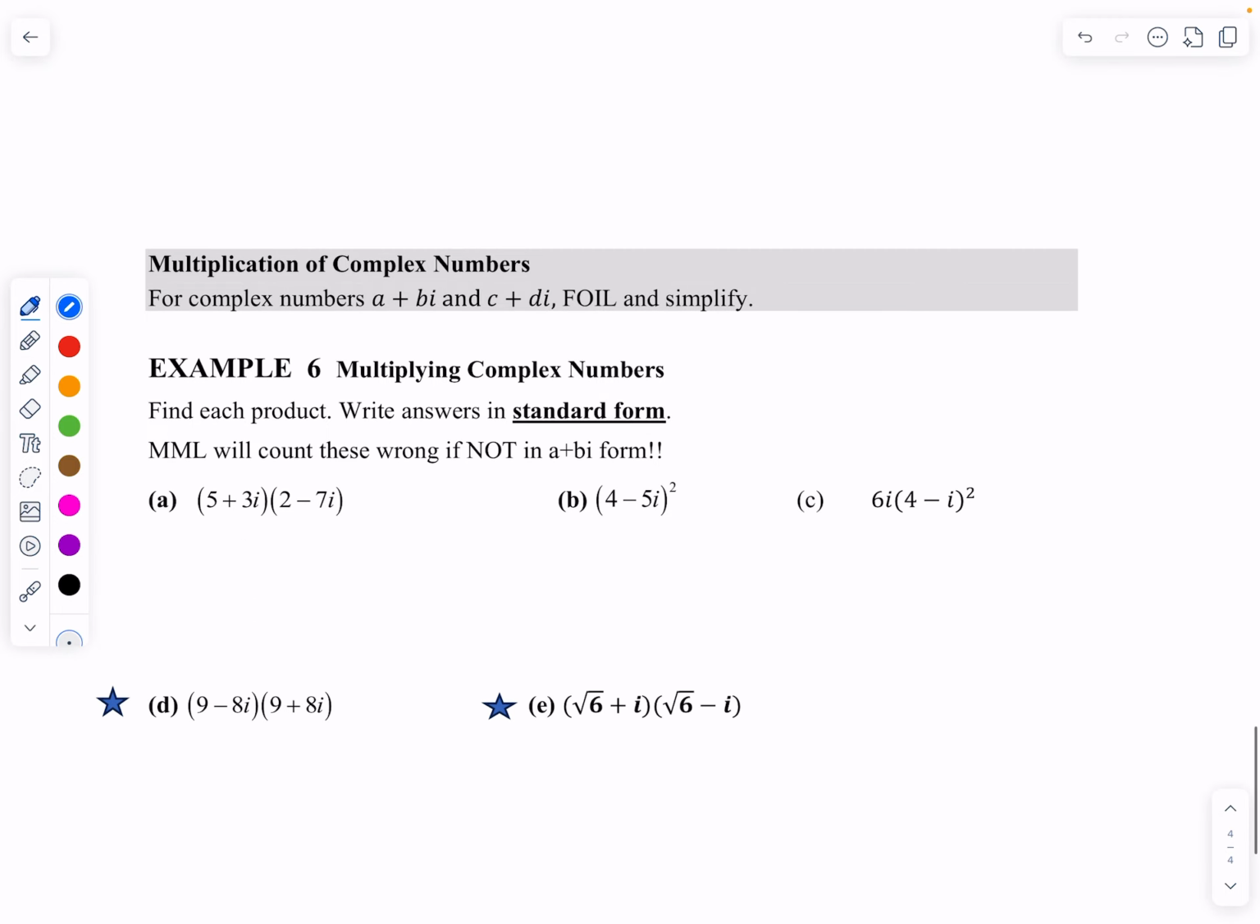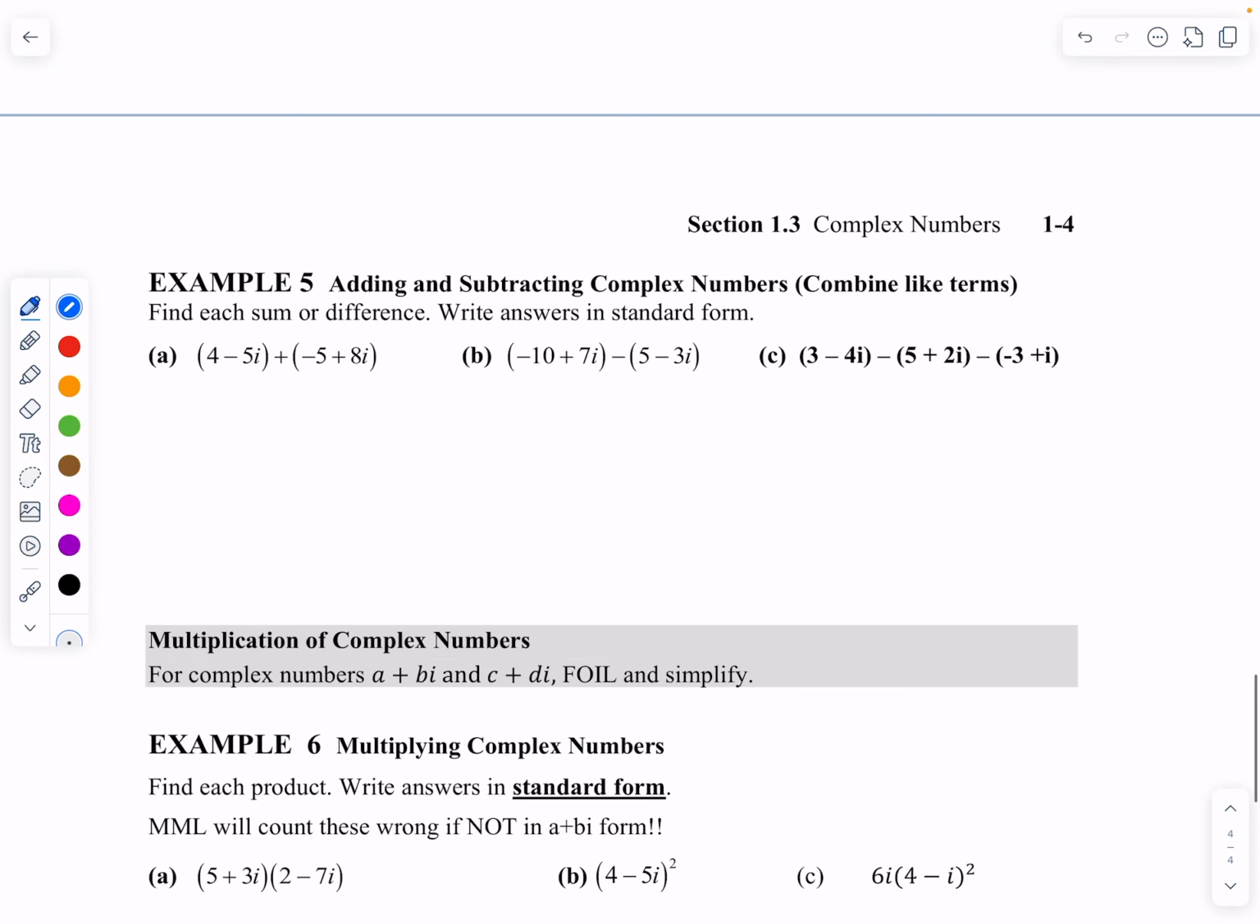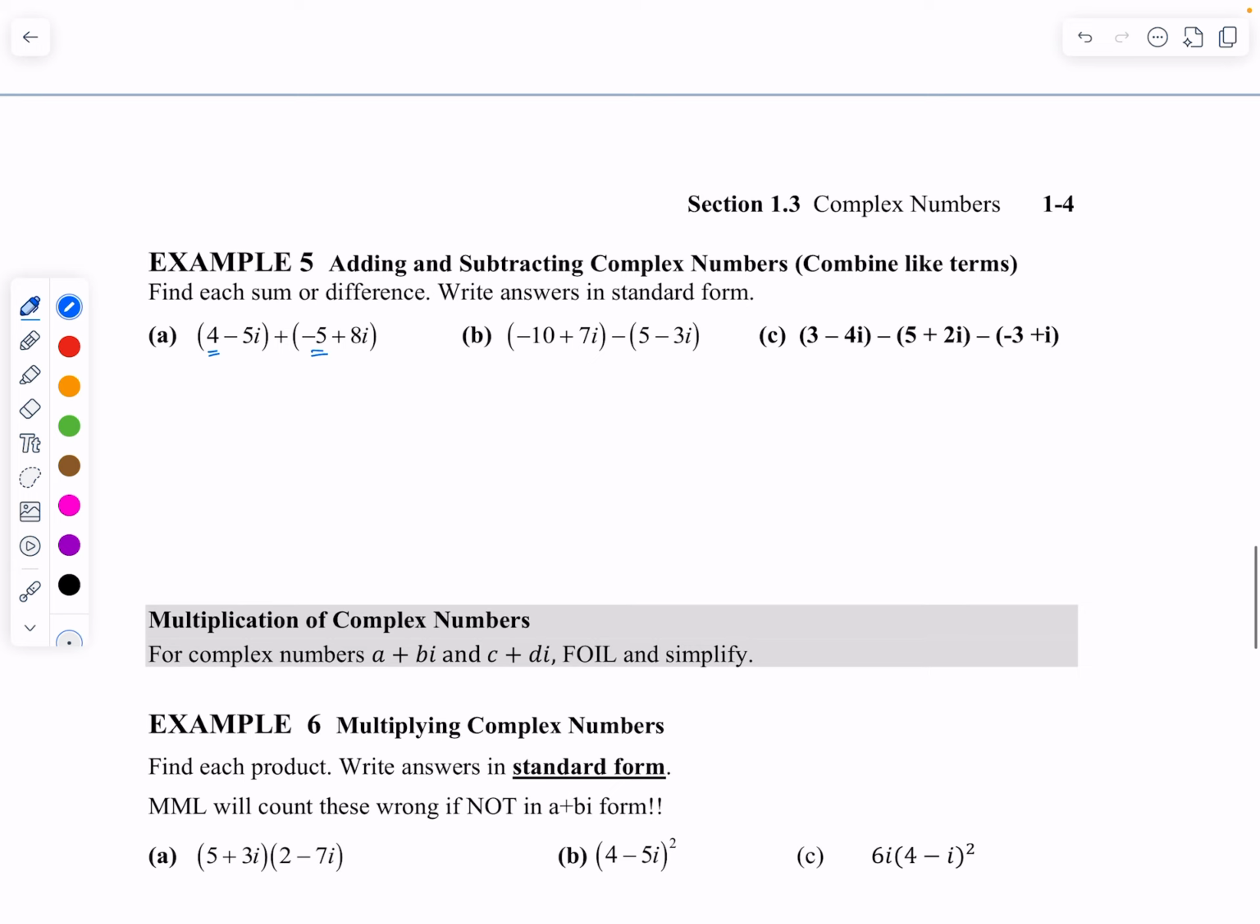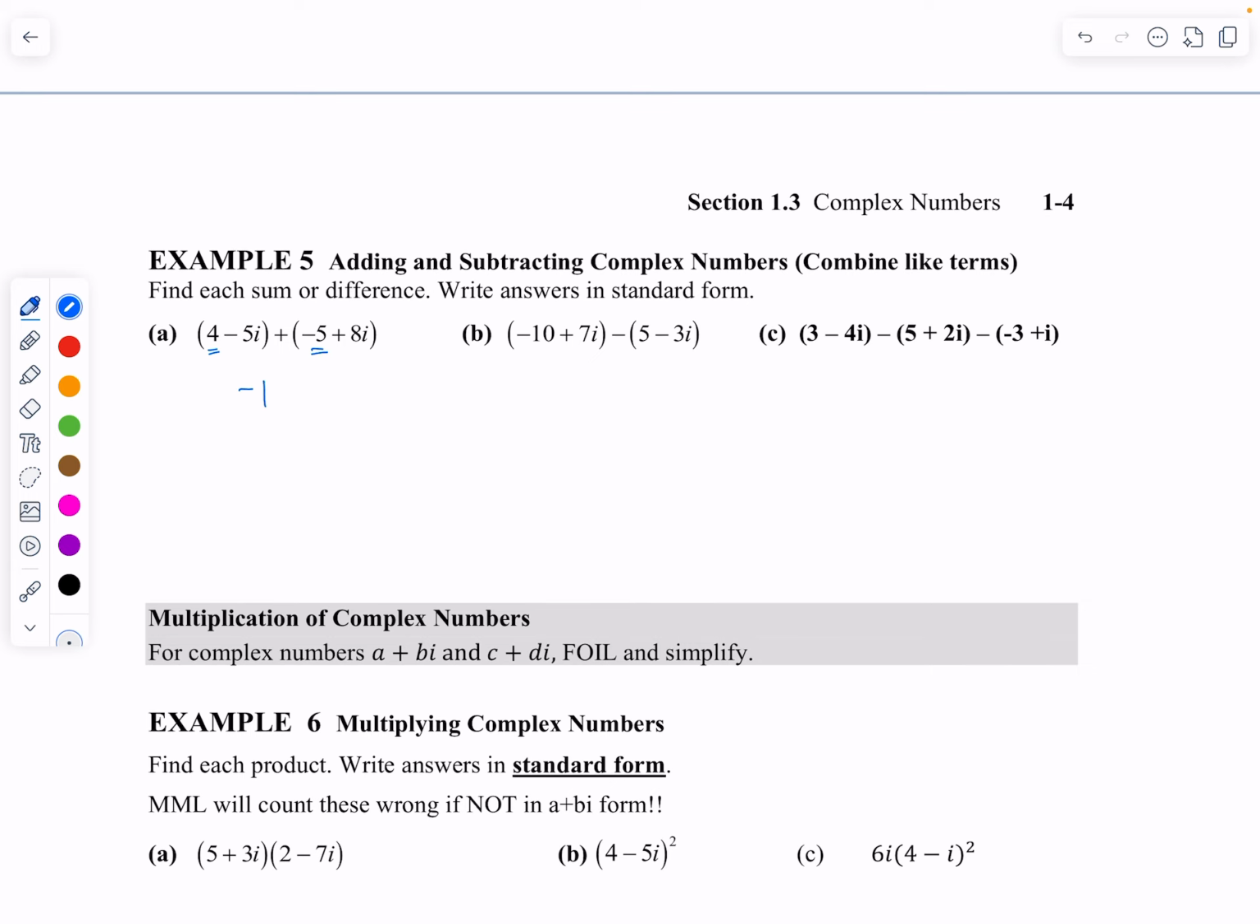All right. The last thing we're going to do in this section is just add, subtract, and multiply imaginary numbers. Adding them is super duper simple. You just take the real parts and add them together. 4 plus a negative 5 is a negative 1. And then these guys, the i's, I've got negative 5i plus 8i. That's going to give me positive 3i.